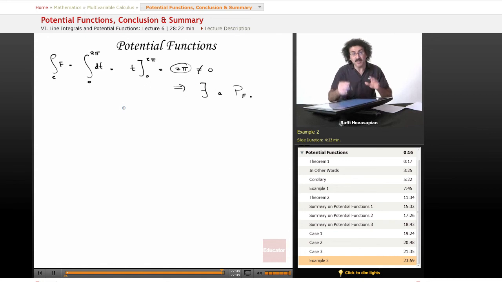So this is specific, so don't draw any other conclusions. Any conclusion that you come to is valid only for the particular open set that you're dealing with. This particular vector field may or may not have a potential function if the open set is actually different. And I'll let you think about that or work it out in your problem sets. I'm sure this is a vector field that you will see over and over and over again.